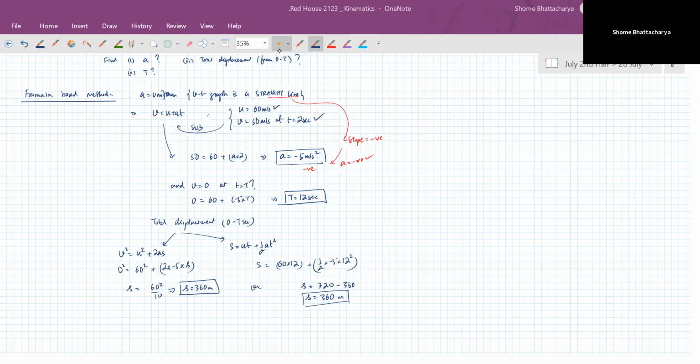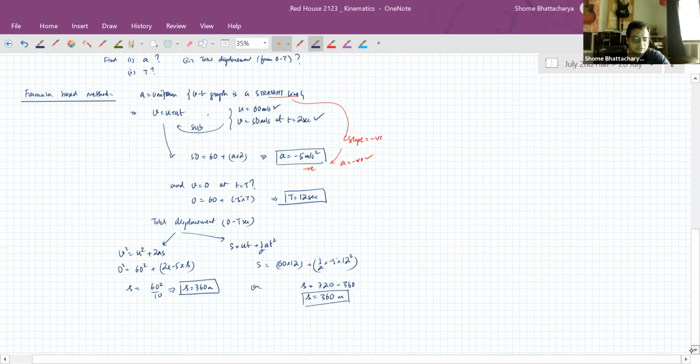Okay, so I hope this method is clear to all of you. If there's any doubt, please let me know. Now the second is we can also use the graphical approach.